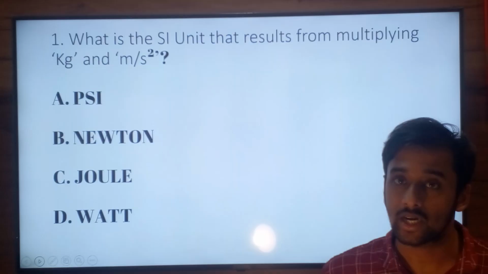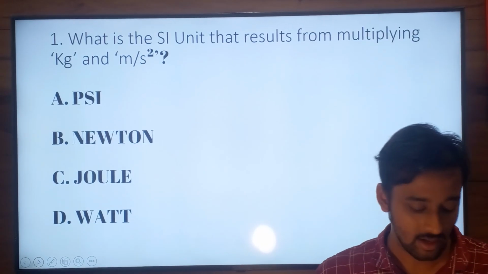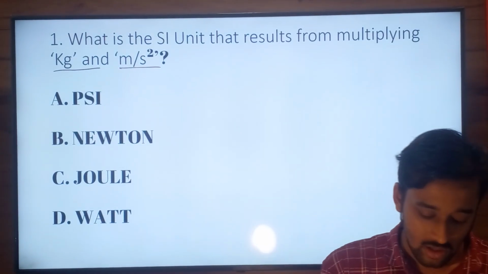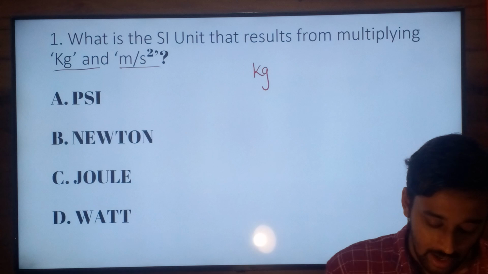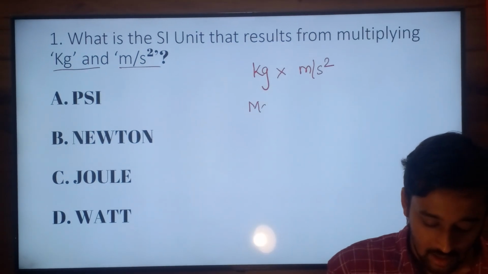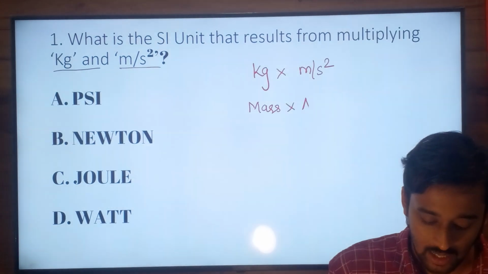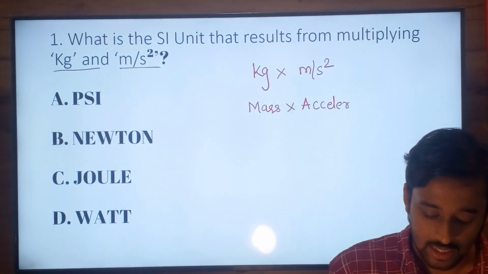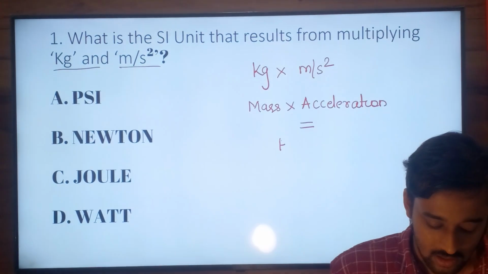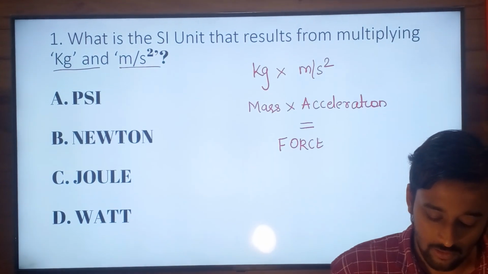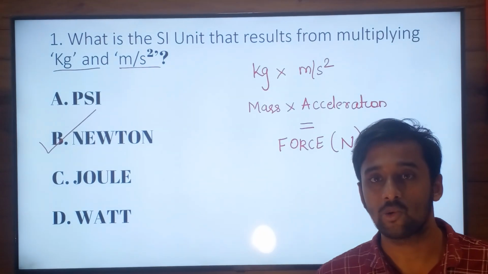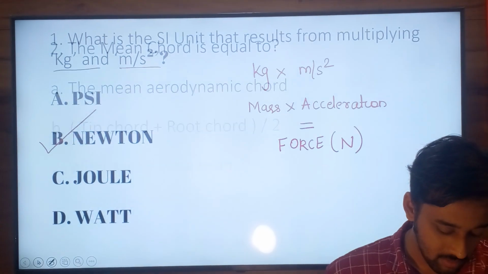What is the SI unit that results from multiplying kilogram and meter per second square? So kilogram is mass, meter per second square is acceleration. So mass into acceleration equals force. And the SI unit of force is Newton. So the correct option will be Bravo, Newton. Let's go to question number 2.